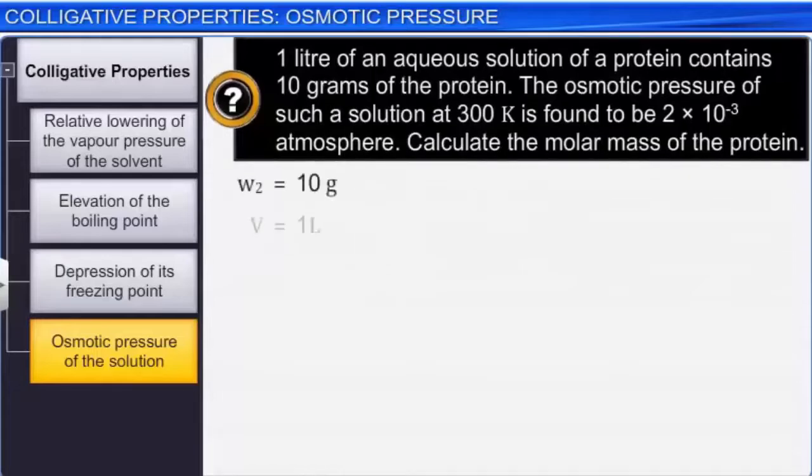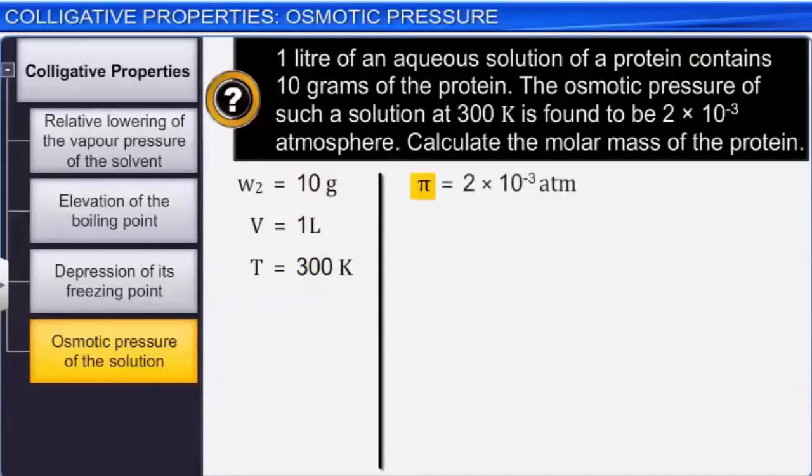The given variables are W2 is equal to 10 grams, V is equal to 1 liter, T is equal to 300 Kelvin, and pi is equal to 2 multiplied by 10 to the power minus 3 atmosphere. M2 needs to be calculated. Also, R is equal to 0.082 liter atmosphere per Kelvin per mole.